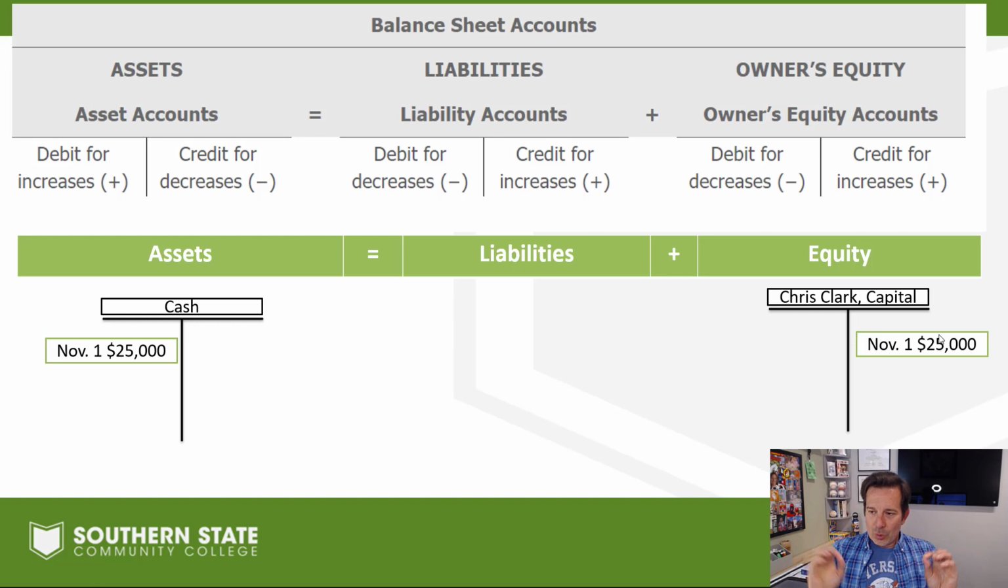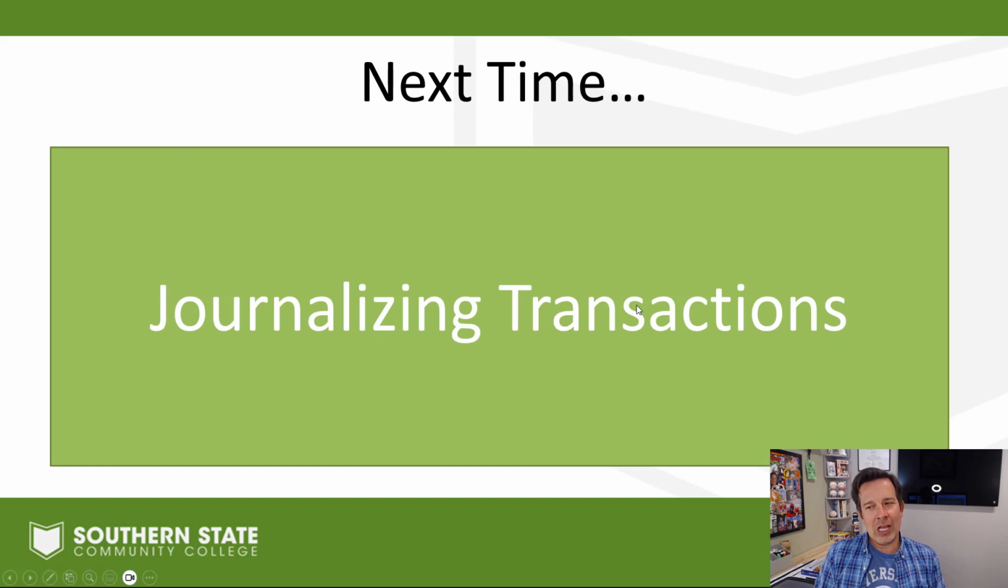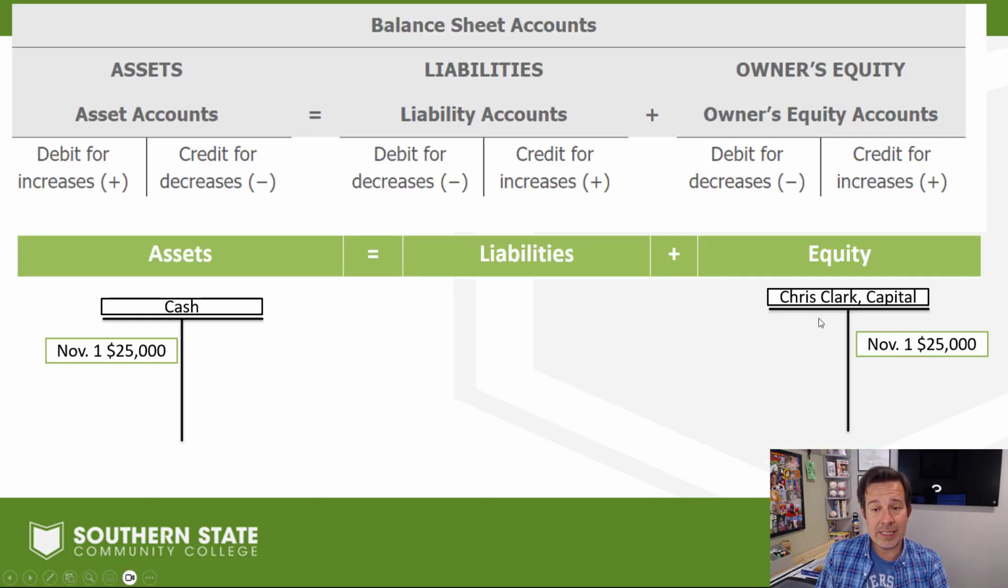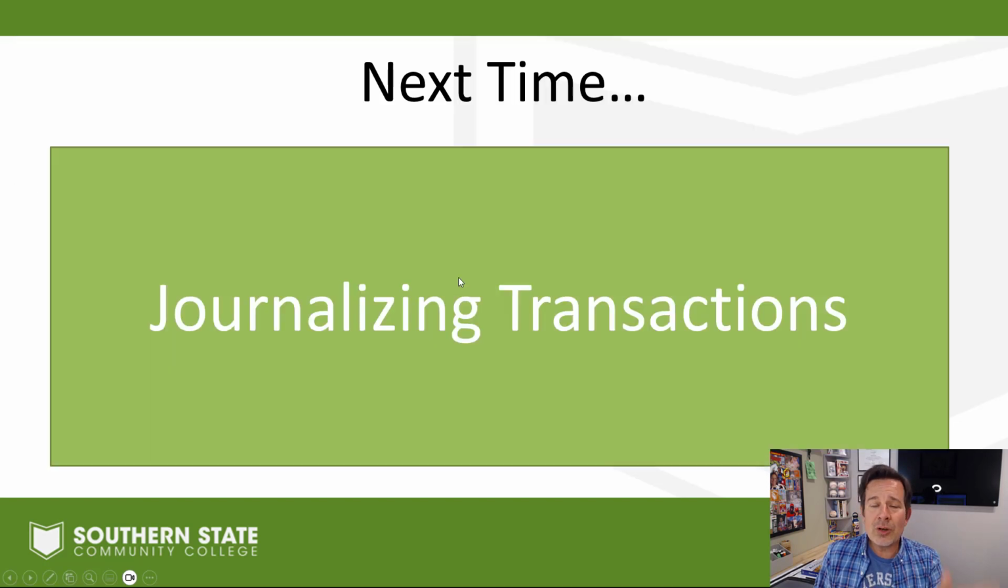So, to wrap up here, where are we going? I plugged the transaction directly into the account. Usually we don't start there. We start by journalizing the transaction and writing it out, and then we post it to the account where it goes. So in our next video, we're going to talk about that process of journalizing a transaction, writing it out in a journal, and getting it to where we're ready to post it into the account. We'll practice both of them quite a bit, I promise you.